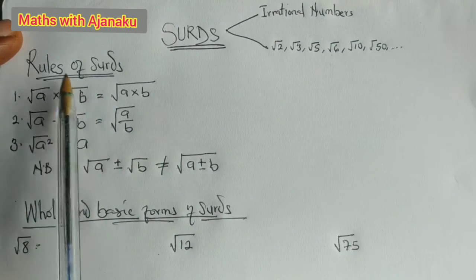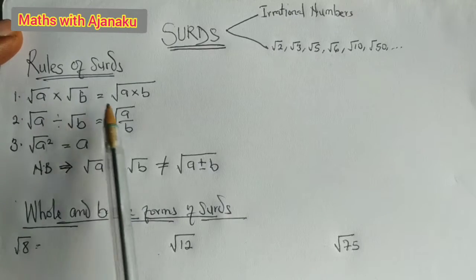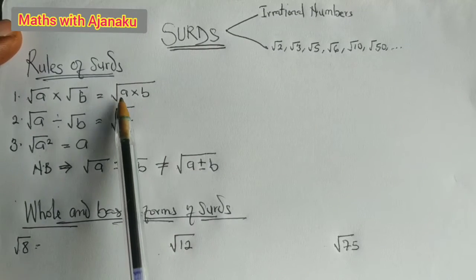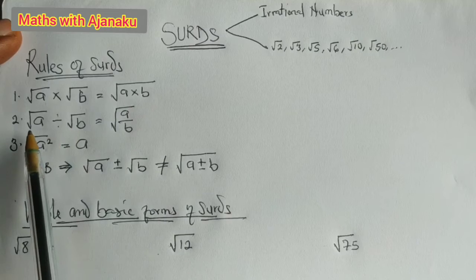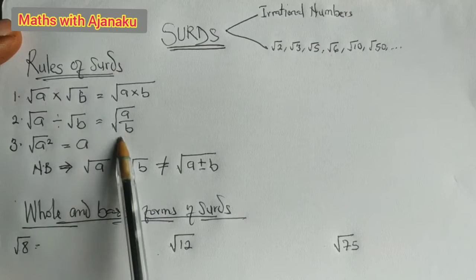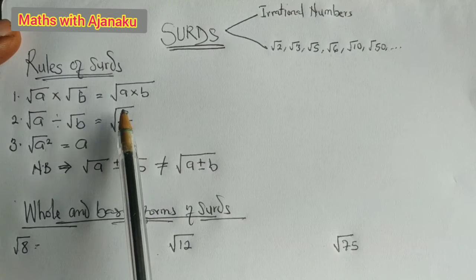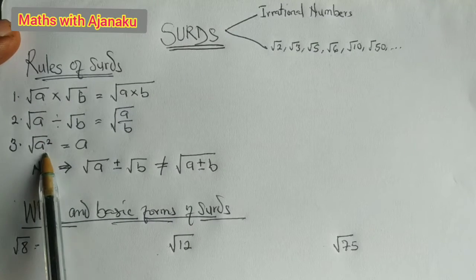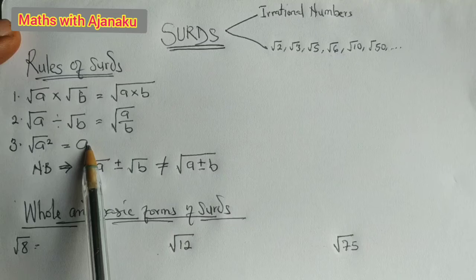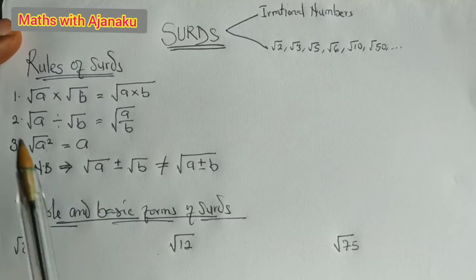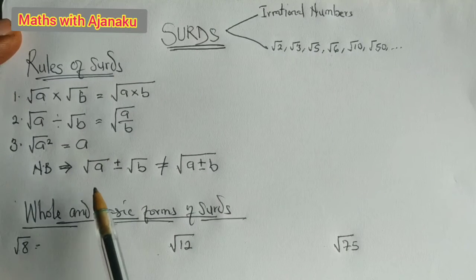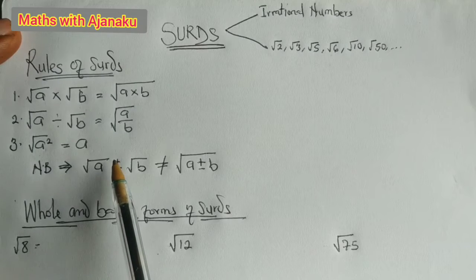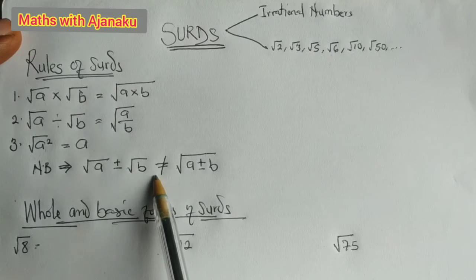The first of which is, if you have root A times root B, you can create a bigger root and join and multiply A and B together. If you have root A divided by root B, create a bigger one, then divide A and B inside of it. Then if you have root A raised to power 2, meaning a perfect square, you have a rational number.